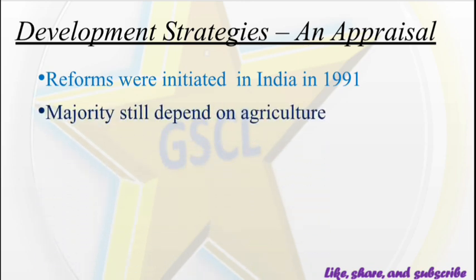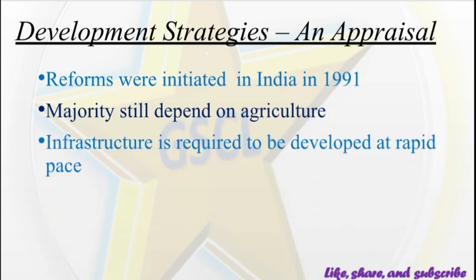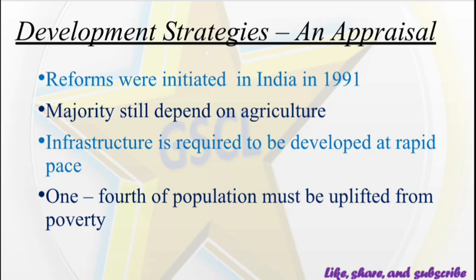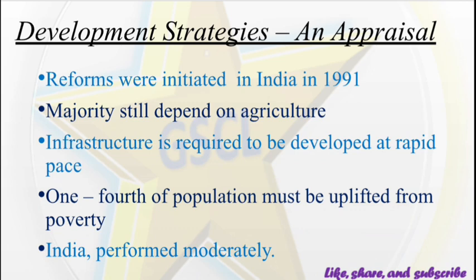But still, there was more dependence on agriculture. The movement of workforce from the primary sector to the secondary and tertiary sectors has yet to be achieved. Social infrastructure has to be developed as well as strengthened. A quarter of the population still must be brought out of poverty. But it could be said that India has done moderately well.